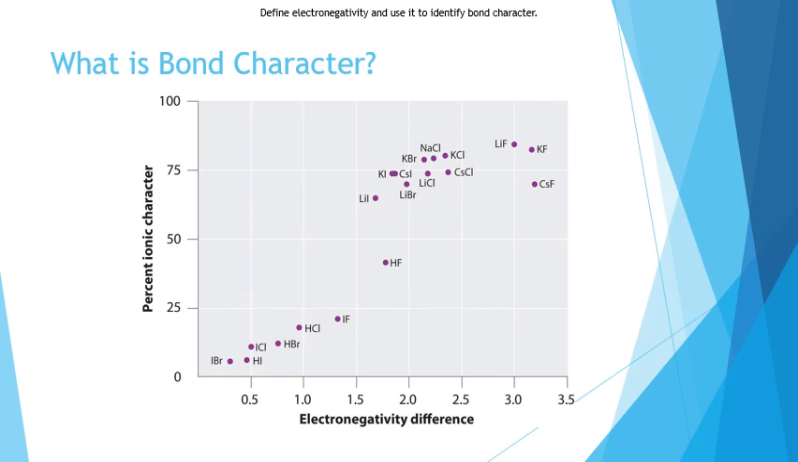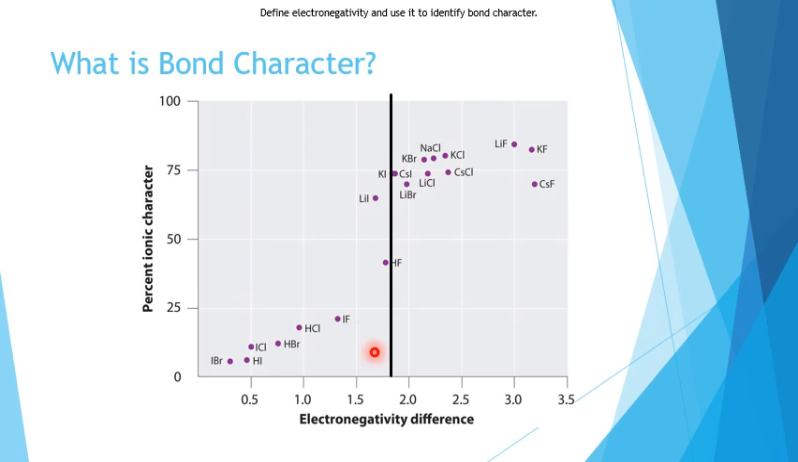If we put a line there going vertically through that 1.8 number that we talked about earlier, we'll see here that the bonds to the right of this, these would be mostly between metals and nonmetals: lithium fluoride, potassium fluoride, cesium chloride, etc. These are the ones we consider to be ionic, and notice that they have an ionic character of greater than 50%, so that would make sense.